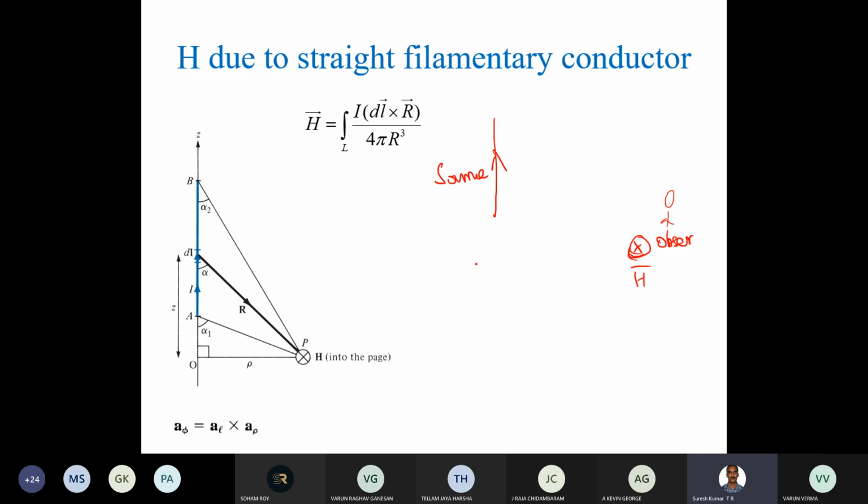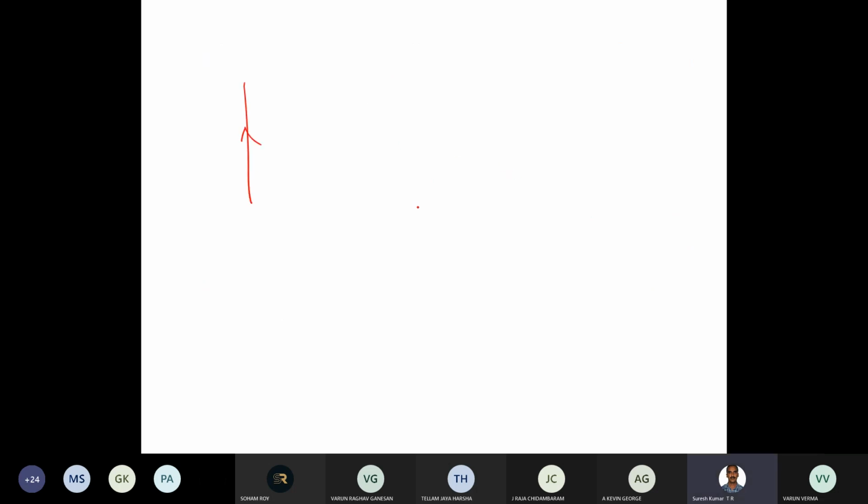So what's the next step? You need to connect the source and observation point. This is the source, this is the observation point. Connect them and you get the R vector. Once you have the R vector, you can calculate R, put all this into the equation, and solve the problem.